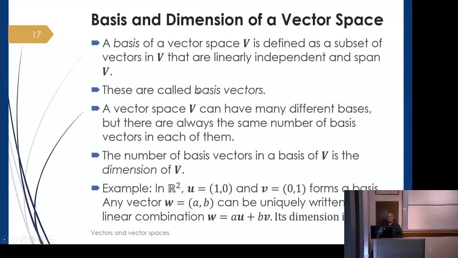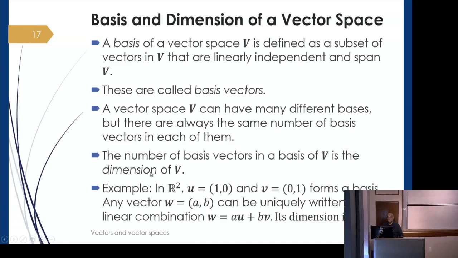A vector space V can have many different bases. It doesn't have to have one basis. But there is always, and this is an important result in algebra, the same number of vectors in any basis for any vector space. And that number is called the dimension of V.